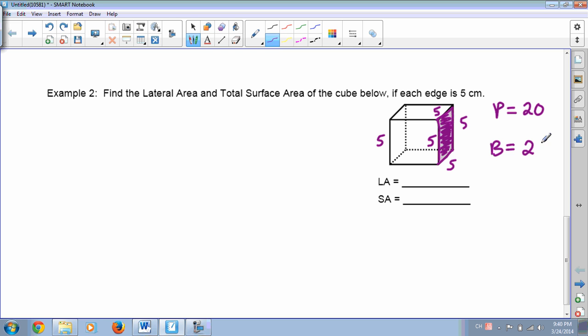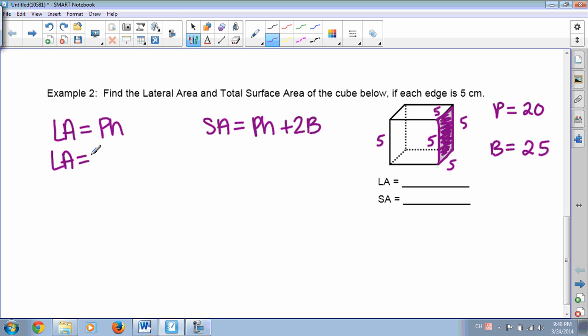Okay, so we go back to our formulas, the same as the previous problem in example 1. Lateral area is big P times H. Surface area is big P times H plus 2 big B. Let's continue with our lateral area. Lateral area is equal to the perimeter of our base, which we found was 20, times the height of our shape. The height of our cube is still 5. So our lateral area is 20 times 5, which is 100, and that's in centimeters squared.